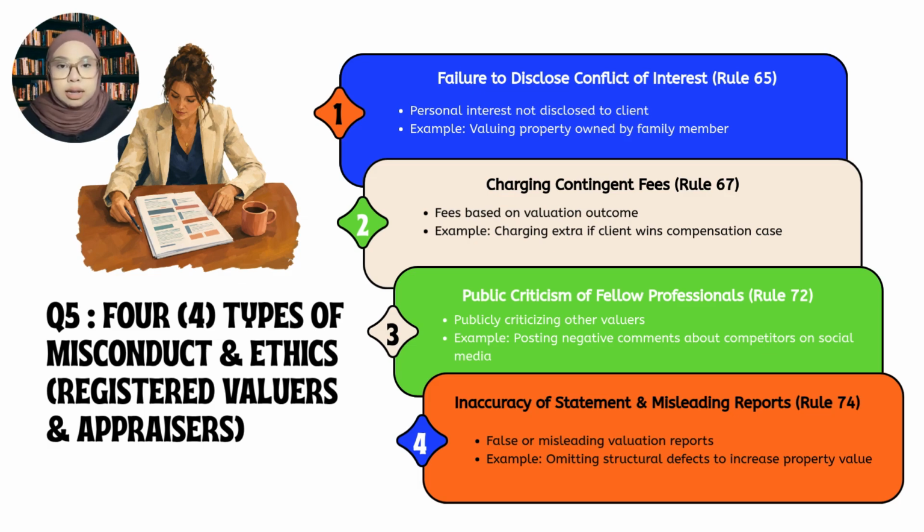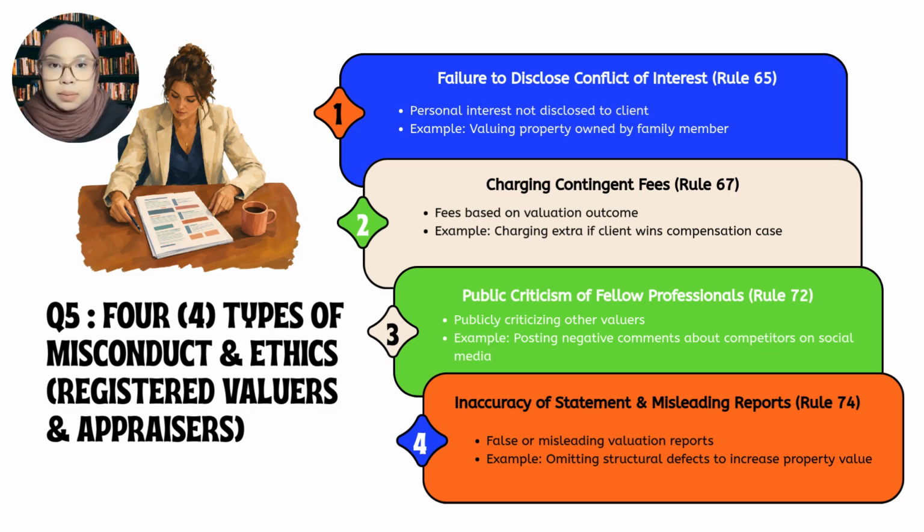The second type is charging contingent fees under Rule 67. This means a valuer cannot charge fee based on the outcome of a case or valuation result. For example, charging additional fees if a client successfully receives compensation.